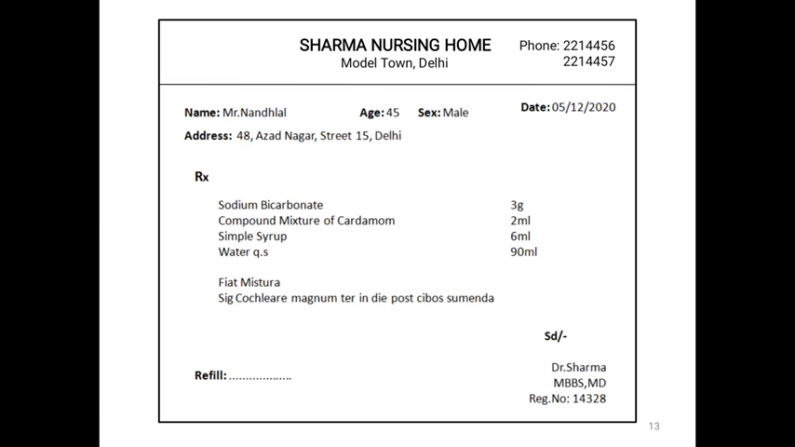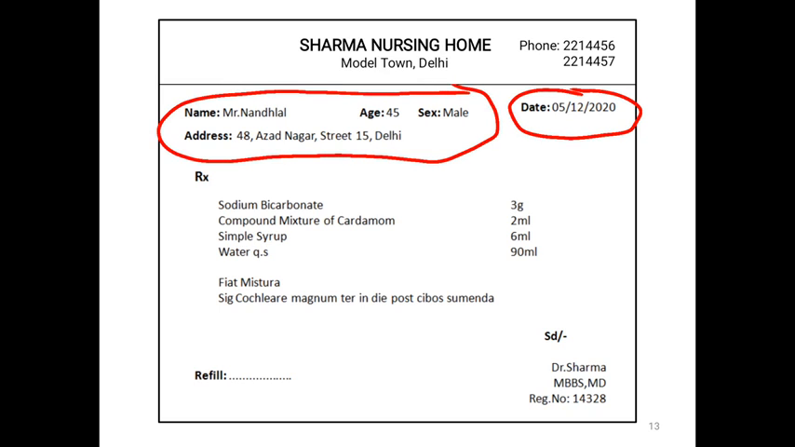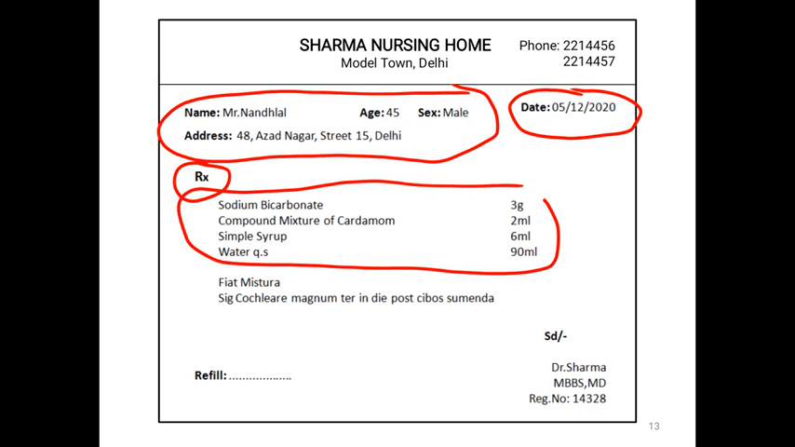Then here is a model prescription. Here date is written, then these are the details of patient, name, age, sex and address. Then RX symbol, that is our superscription. Then all the ingredients along with their quantity, that is inscription. This Q.S means up to, that is a Latin term. In ancient times the Latin terms were mainly used.